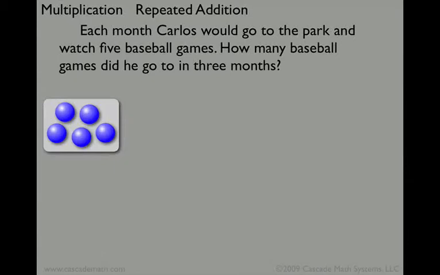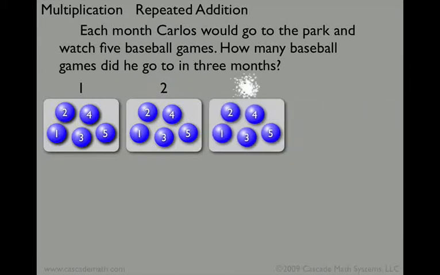I'm going to use 5 balls to represent the number of games Carlos attended in a month. 1, 2, 3, 4, 5. Since Carlos went to games for 3 months, I'm going to put 3 sets of 5. 1, 2, 3. Multiplication, just like addition, means to add. The only difference is that when we multiply, we are adding equal sets.